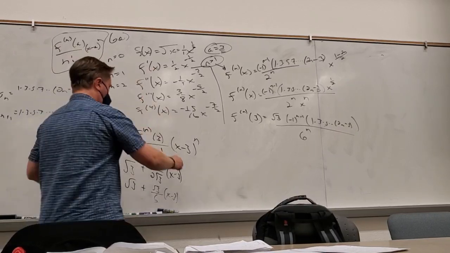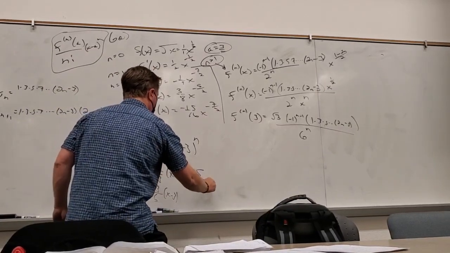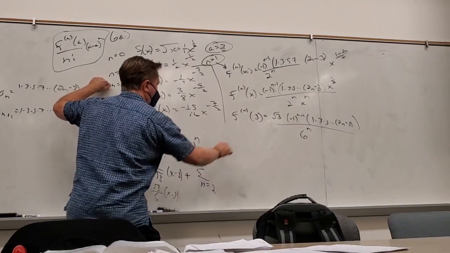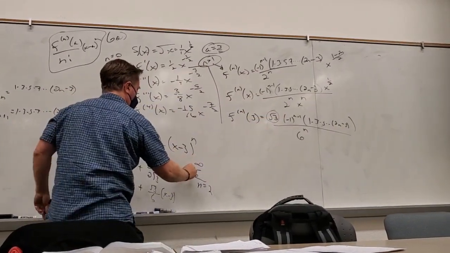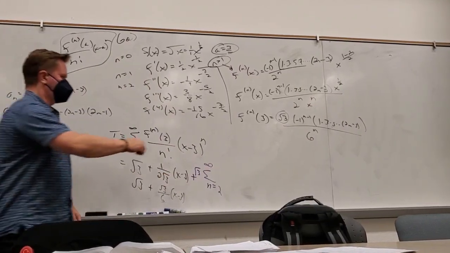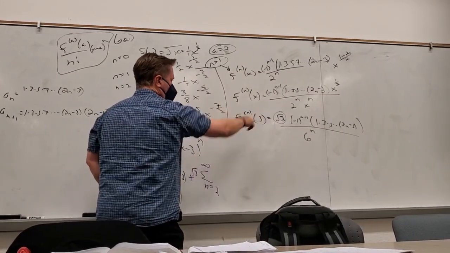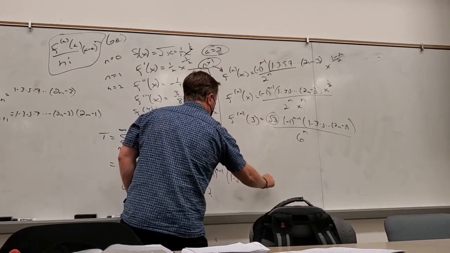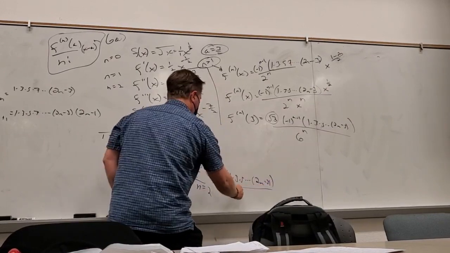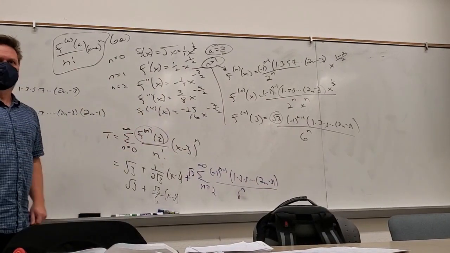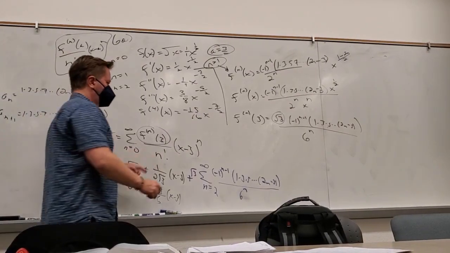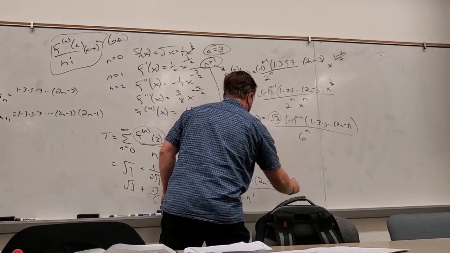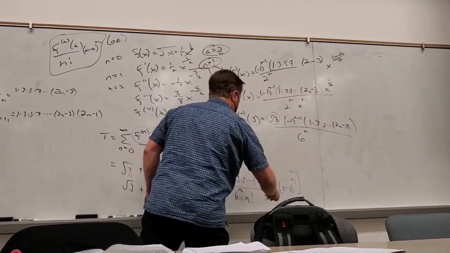Plus the sum, n equals 2, right? I'm starting at the second. Can I take this square root of 3 out? Yeah. And then inside, I just get f_n, which is all this business: negative 1 to the n minus 1, 1 times 3 times 5 up to 2n minus 3, all over 6 to the n. That's f. Then n factorial, x minus 3 to the n. If you want to, you can put this in.